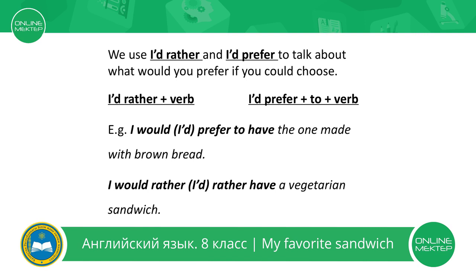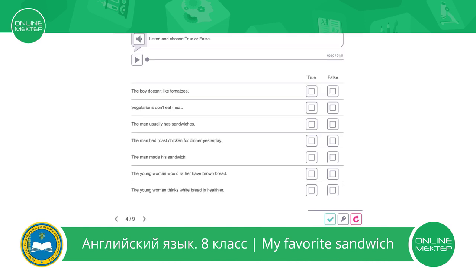I would prefer to have the one made with brown bread. Pay attention to the short version of I would prefer, I'd prefer. Again, I'd prefer to have the one made with brown bread. One more example. I would rather have a vegetarian sandwich. Or I'd rather have a vegetarian sandwich. Good. Listen to the instructions, please.